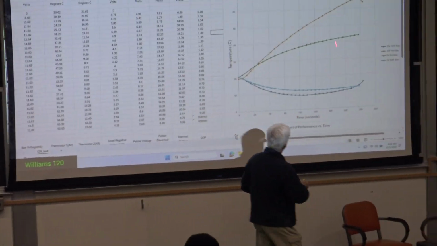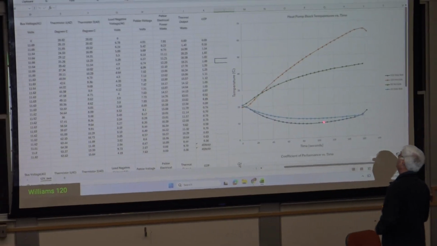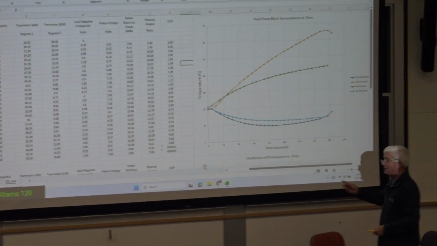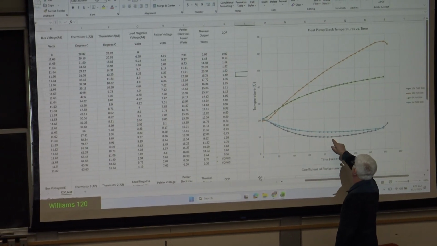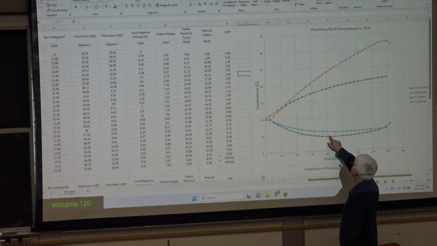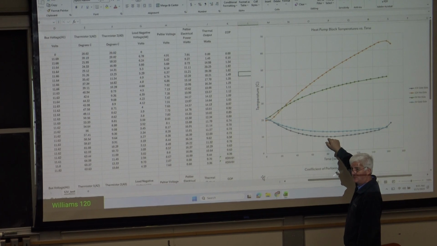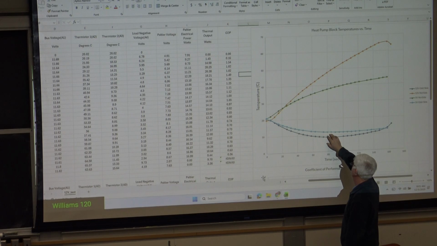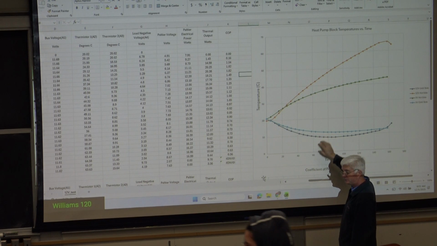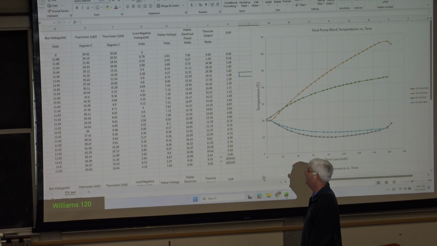So pretty much everybody got this. That was no problem. The thing that I thought was kind of neat about this was, even though we put more than twice the voltage, we didn't get more than twice the temperature drop here. So a large voltage increase, a large power increase to the Peltier device doesn't buy a whole lot. And that was reflected in the COP.